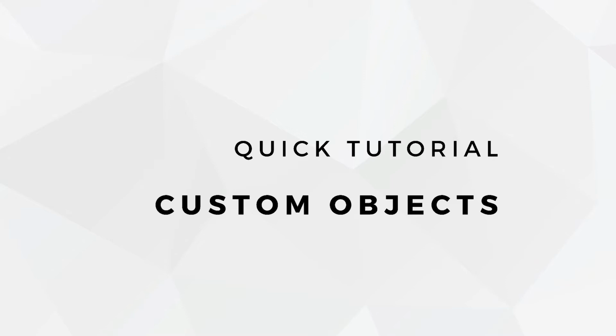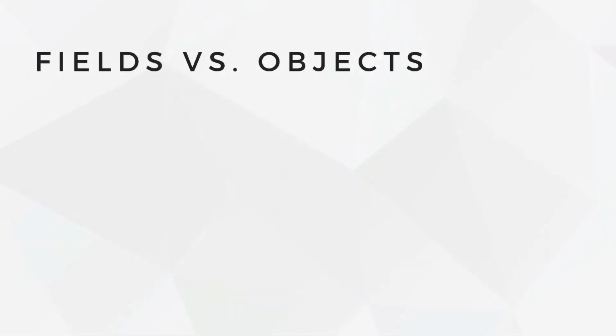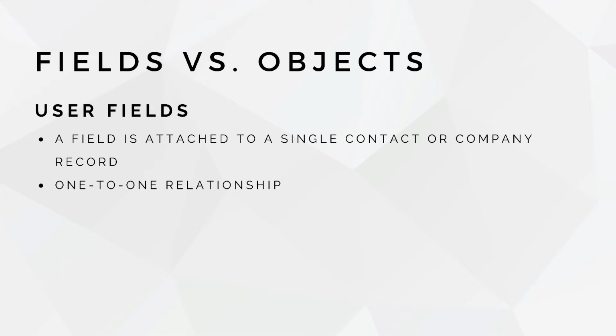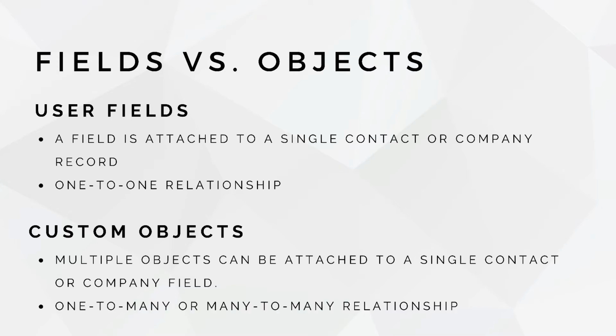This video is about understanding and creating custom objects within your CRM. To understand custom objects, we must first understand the difference between custom user-defined fields and custom objects. A field is attached to a single contact or company record. This is a one-to-one relationship, meaning that a single contact can have a single value for a given field. An object, on the other hand, allows for a one-to-many relationship, which means that multiple objects can be attached to a single contact or company field.